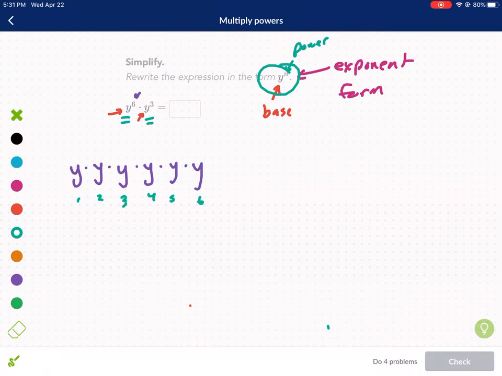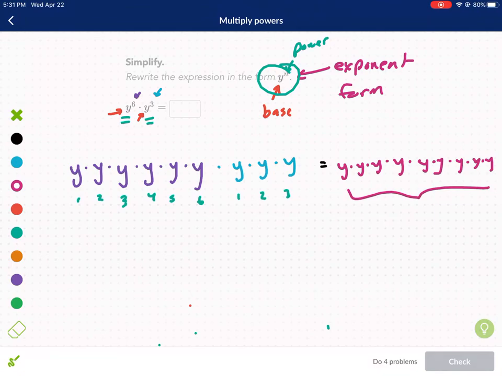Okay, now the second one, y cubed, this means we're taking the base y times itself 3 times. Y times y times y. And let's just show you that it's 3. 1, 2, 3. So what does this all equal when we multiply them all together? Well, we should get a total of y times y times y, y times y times y times y times y times y. This is a total of 1, 2, 3, 4, 5, 6, 7, 8, 9 y's.